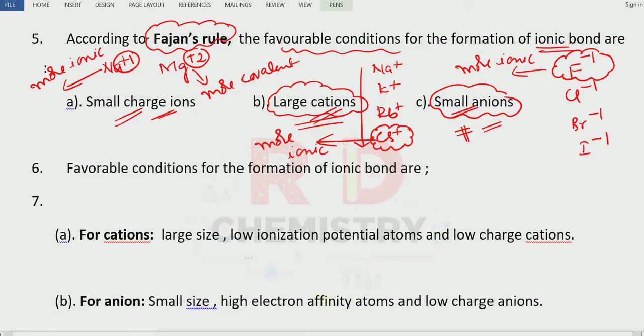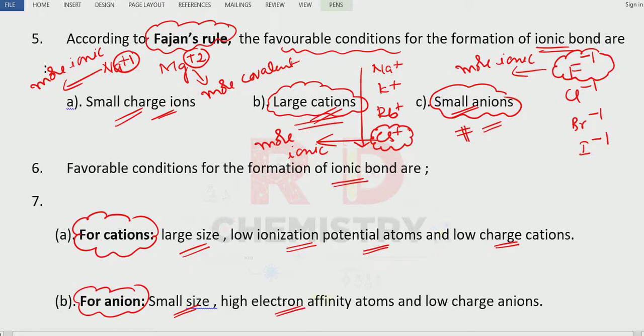Next one: favorable conditions for the formation of the ionic bond. Same thing repeated, but with some extra points. Now, summary for cations: large size, low ionization potential of atoms, which means they should lose electrons easily. When the atom is larger, they will lose electrons easily, and charge should be small. For anions, they should have small size and high electron affinity. That means they have a tendency to gain electrons easily, and charge should be small.